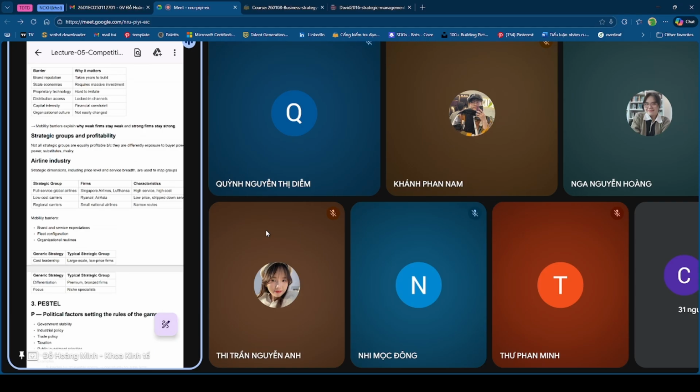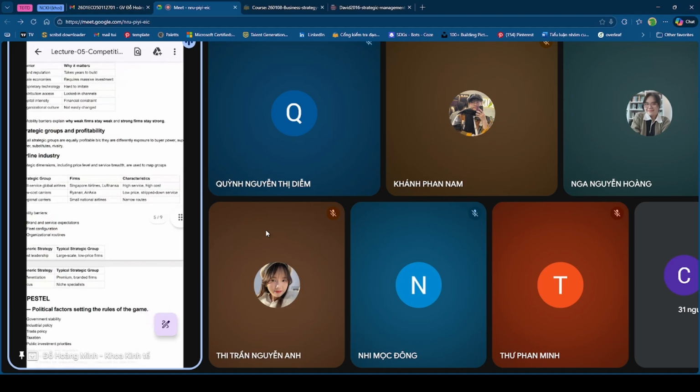And the second group contains two firms, Ryanair and AirAsia. These airlines eliminate some services with the purpose of minimizing the cost.